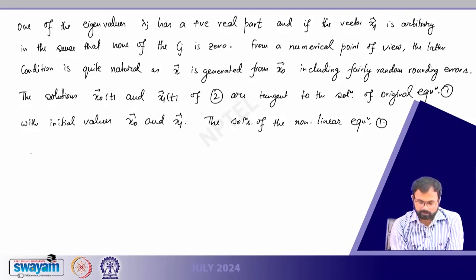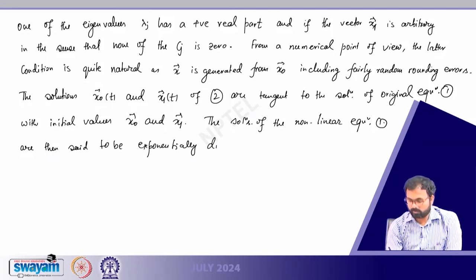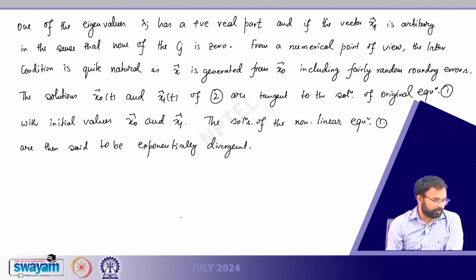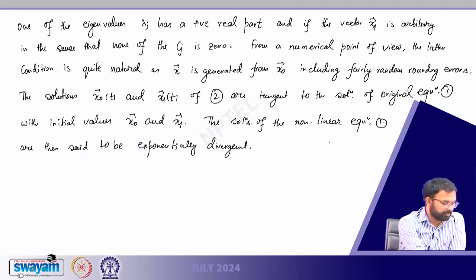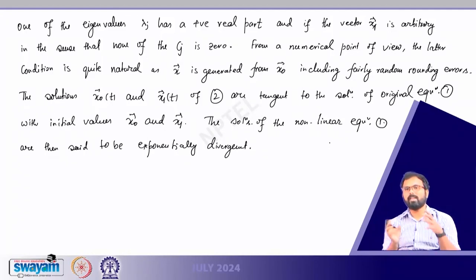So, the solutions of the nonlinear equation 1 are then said to be exponentially divergent, right. So, this is what we mean by local divergence: you have a nonlinear ODE with some initial conditions. When you alter the initial condition, choosing any arbitrary point in the neighborhood of the initial condition, the solution shows erratic or dramatic behavior. So, that means it is exponentially divergent, and therefore we call it local divergence. Locally, when you change the initial condition, it shows the divergence property.